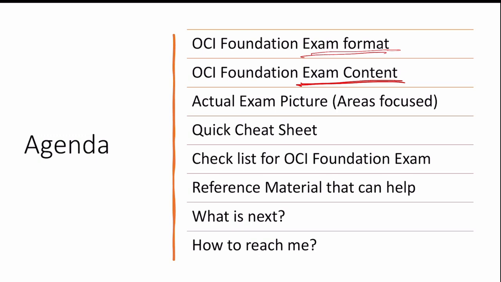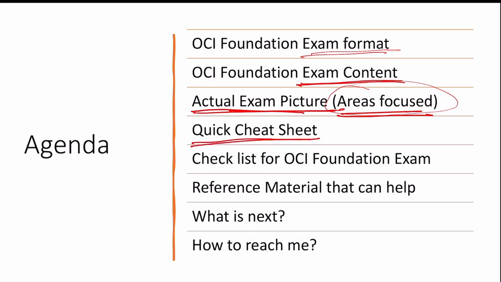Actually, that varies from person to person, depending on how much knowledge you have in advance. Next we will talk about the actual exam pictures. That means the more focused areas from where you will see the questions in your exam, that I'll replicate with you, and will share how many questions we'll get from each area.